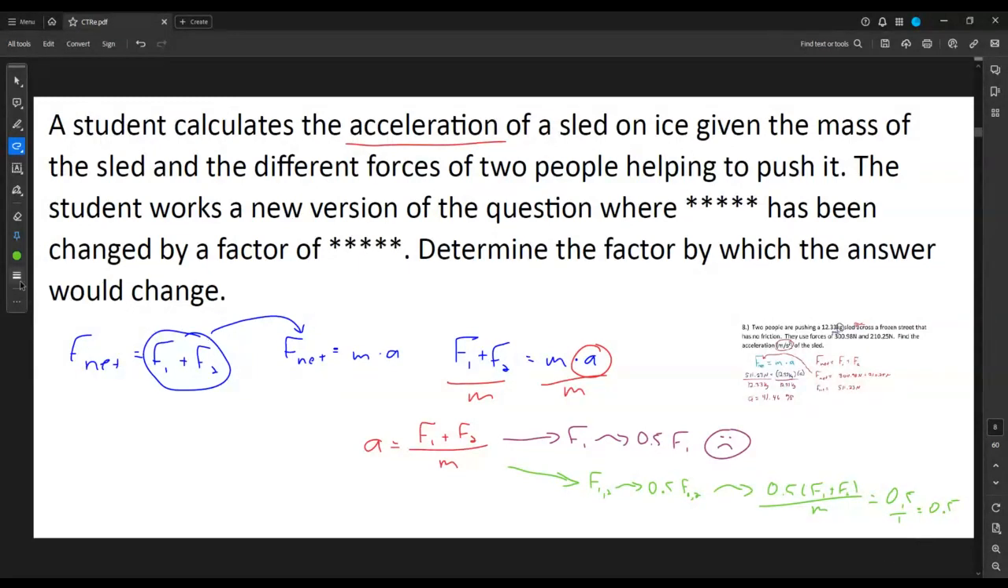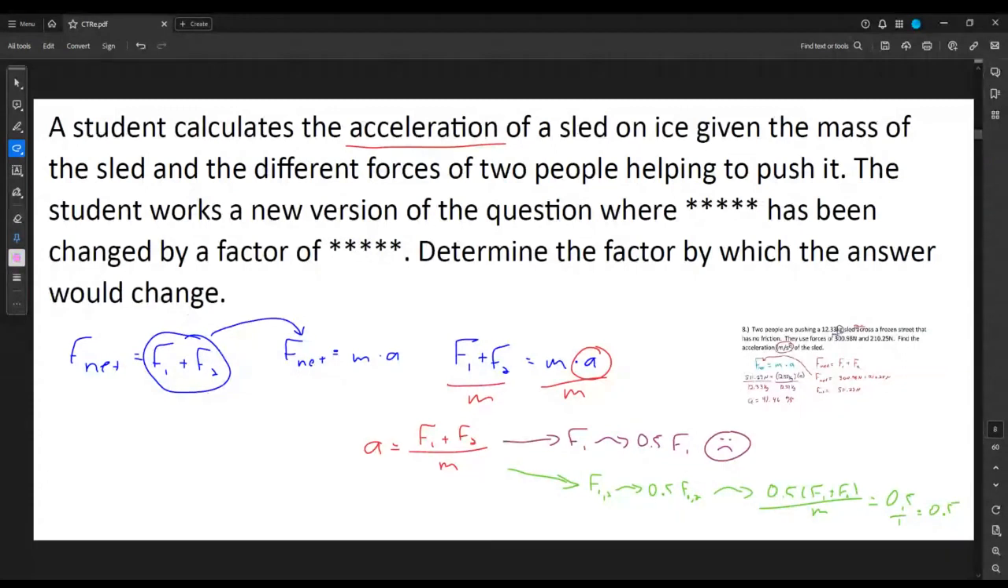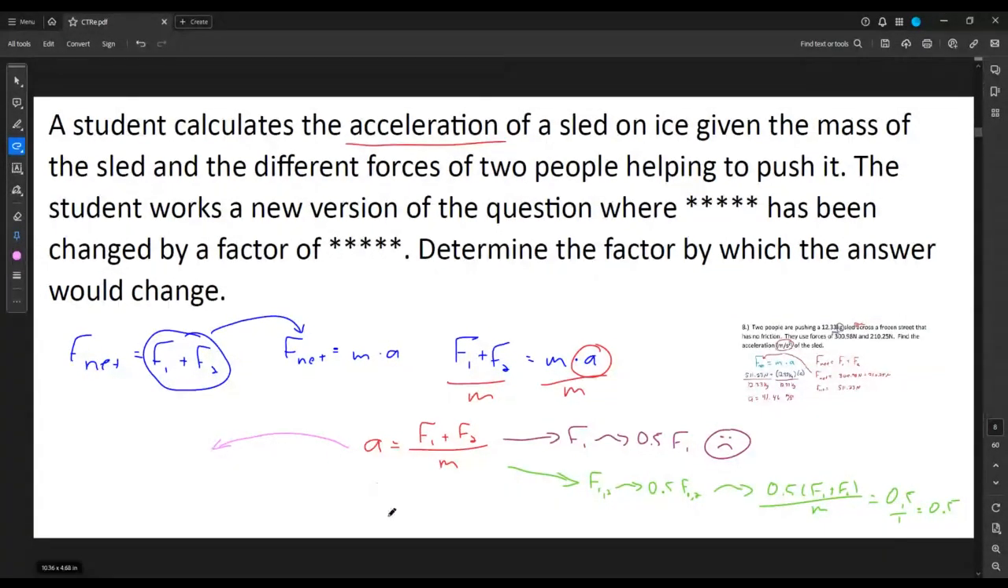Okay, and then the last reasonable way that this question might be changed, and to try to see what's going on, let's take it, I guess, the other direction.